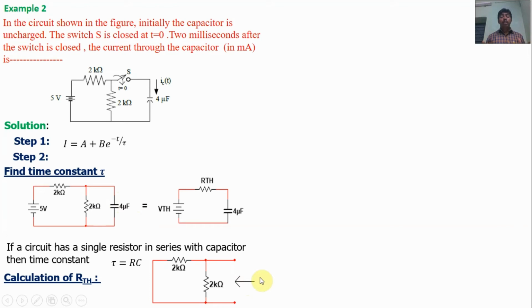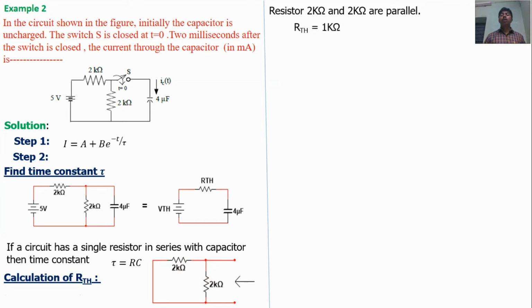That is the concept of Thevenin's theorem. Here current flows from the load. The current is divided into two parts, so this is a parallel circuit. So resistors 2 kilo ohm and 2 kilo ohm are in parallel. So the equivalent resistance RTH is equal to 1 kilo ohm, because the parallel formula is R equivalent is equal to R1 R2 by R1 plus R2 if R1 and R2 are in parallel.